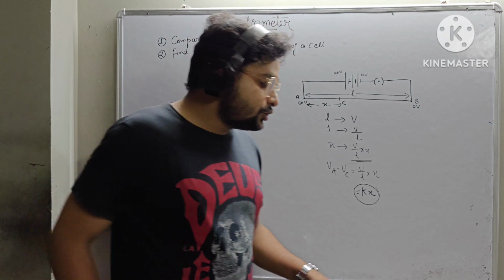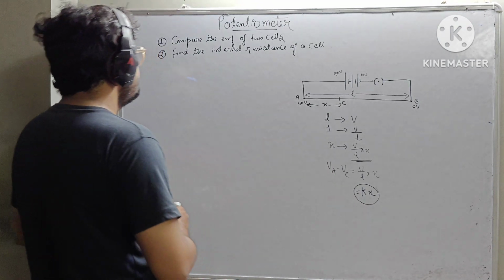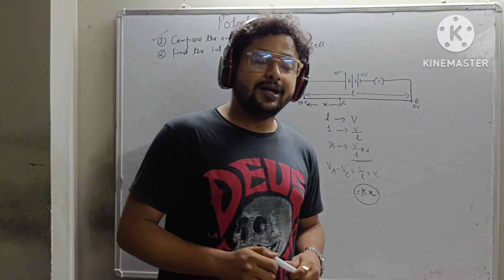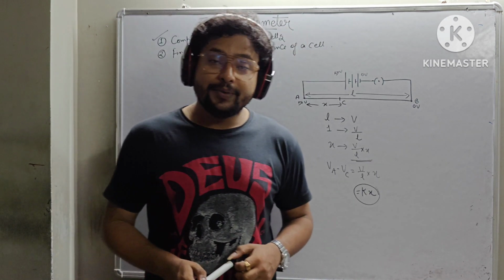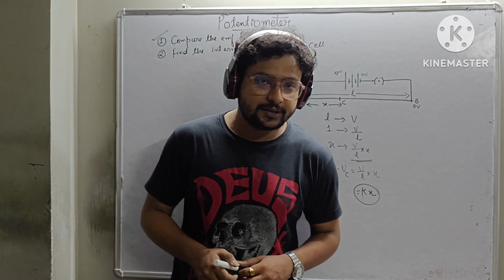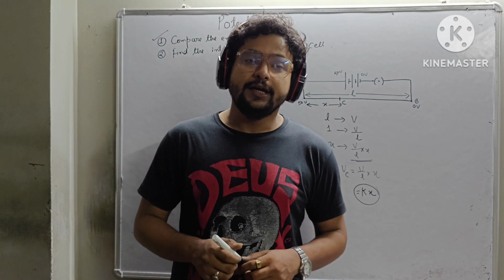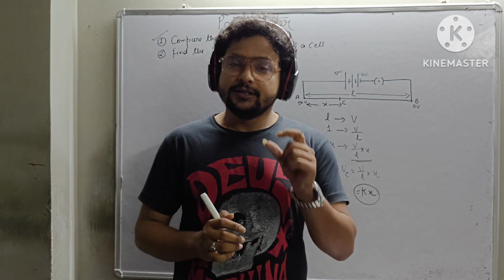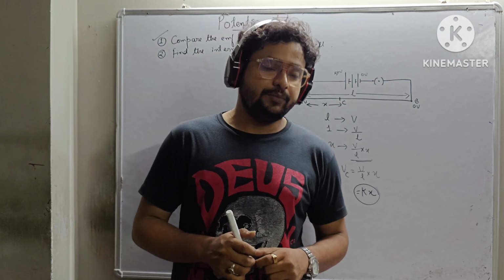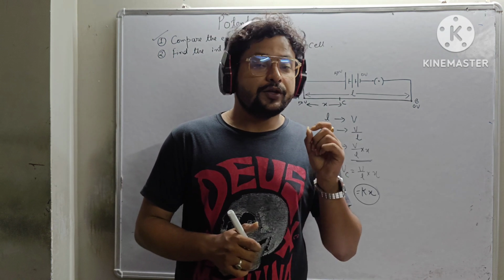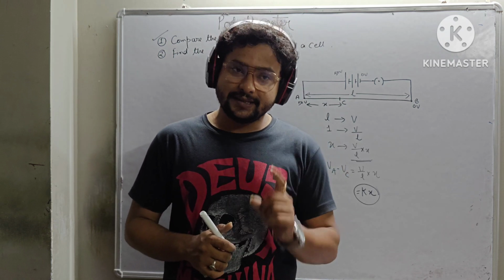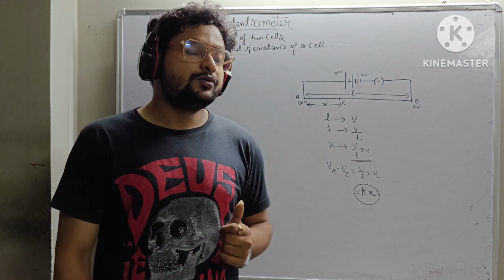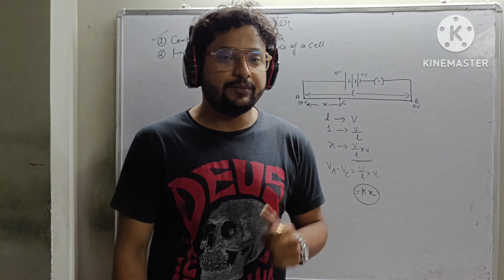Today we are first going to discuss how, by using a potentiometer, you can compare the EMF of two cells. Suppose I have given you two cells and you need to compare the EMF. Compare means just find the ratio of the EMF of the two cells. Finding the EMF of a single cell we have already discussed in the previous video. Over here we are going to discuss how to compare the EMF.